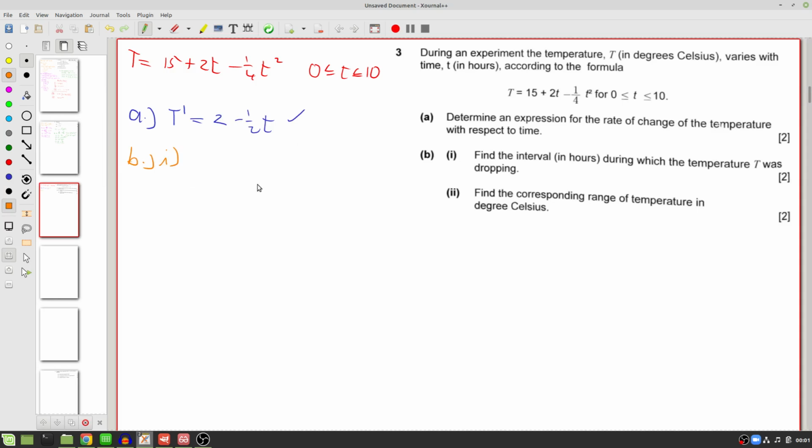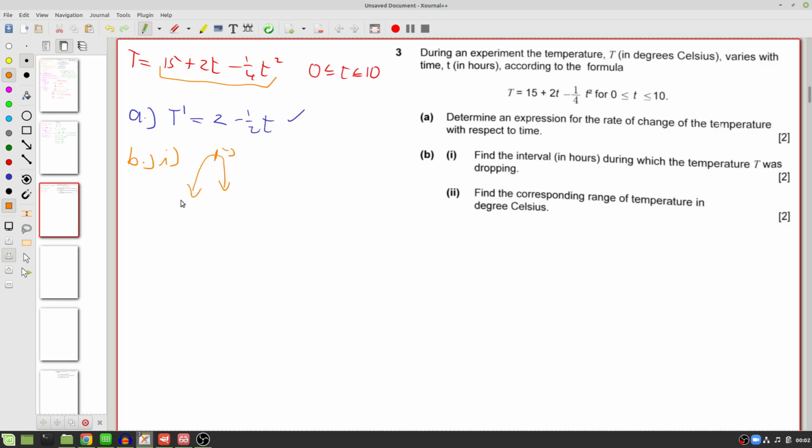Question B, and the first part says, find the interval in hours during which the temperature was dropping. So this formula, this equation should look familiar. What type of graph does this represent? Well, the coefficient of the squared variable is negative, so we have a sad face parabola. So to find where the temperature is dropping, it will be all the way to the right of the turning point. So we have to find out where our turning point is. Is the turning point between 0 and 10, or is it somewhere to the left or somewhere to the right? All of that, it'll be obvious what to do once we find the turning point.